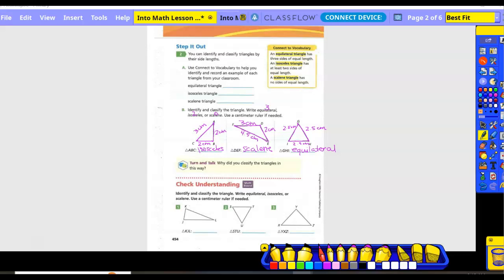Understanding, identify and classify the triangle, right? Equilateral, isosceles, or scalene. Use a centimeter ruler and read it. Okay, so just looking at number 1, what type of triangle do you think triangle KJL is? Okay, I hear isosceles and I hear scalene. Okay, so either scalene that none of the sides are equal, or isosceles that 2 of them are. Let's use our centimeter ruler to check and see what that is. Okay, so what is the measure of KJ?